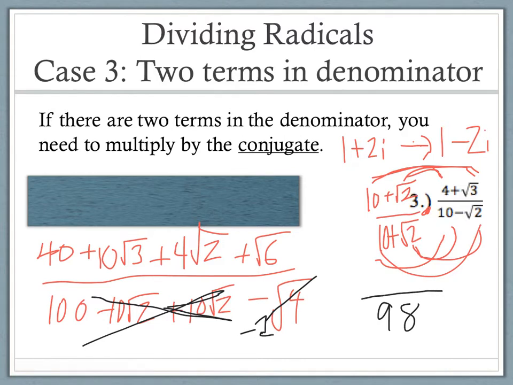Now on the top, nothing could simplify or combine. So we're going to have 40 plus 10 square root 3 plus 4 square root 2 plus the square root of 6, all over that 98 that we simplified. Okay, so this one can be a little bit of a lengthier process, but the concept isn't much different than what we did yesterday. It's kind of just like two multiplication problems, and then we just simplify them.